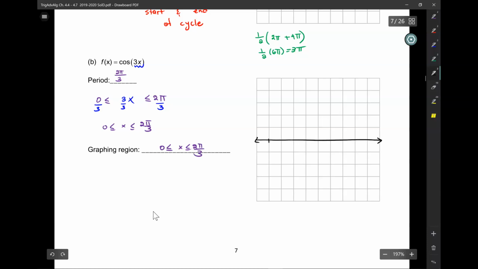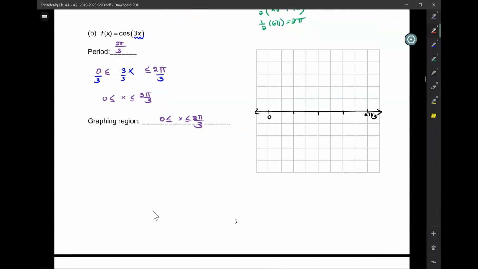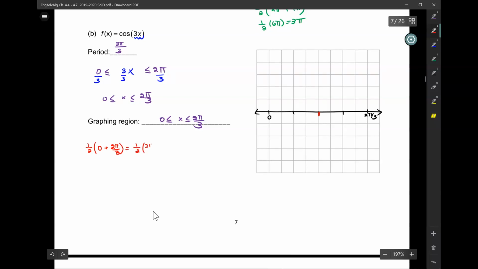Okay. 0, 1, 2, 3, 4, 2 pi over 3. Okay, here there is a little bit of math we have to do. This first red one is halfway between 0 and 2 pi over 3. So 0 plus 2 pi over 3, half of 2 pi over 3, is 1 pi over 3.